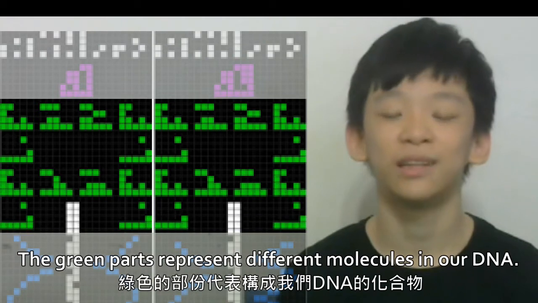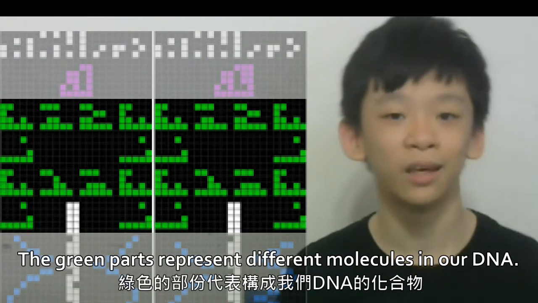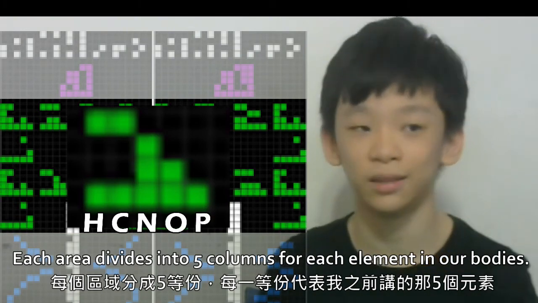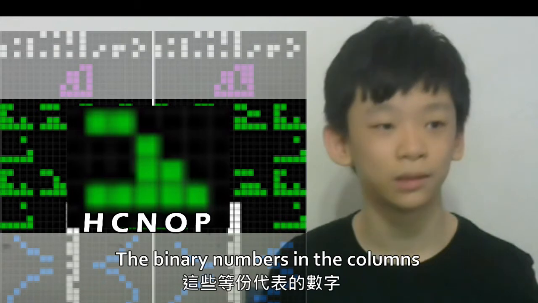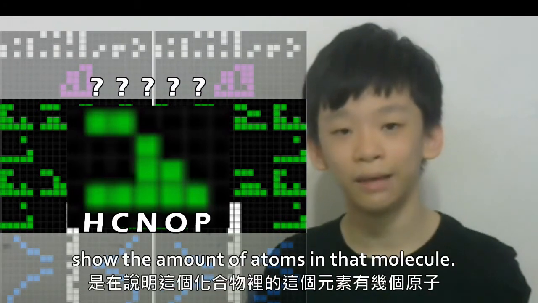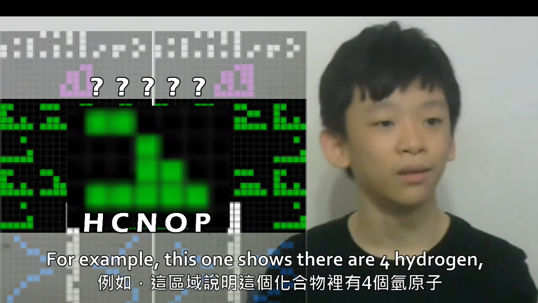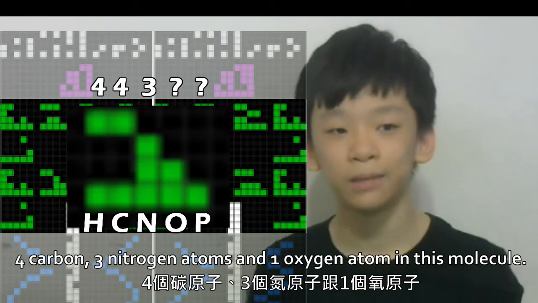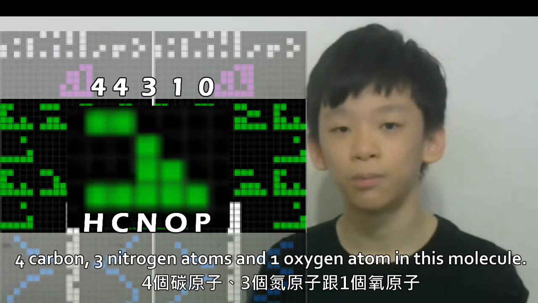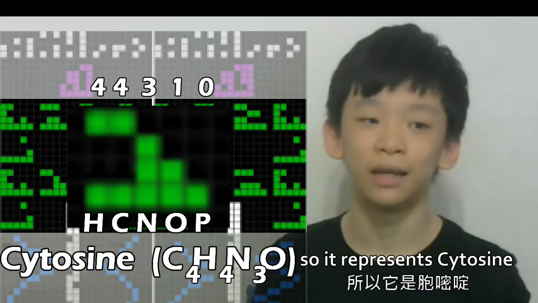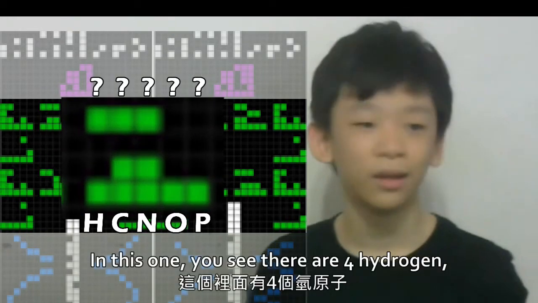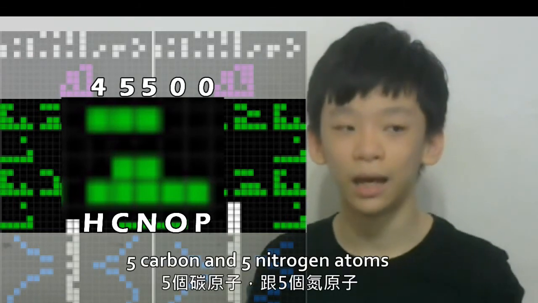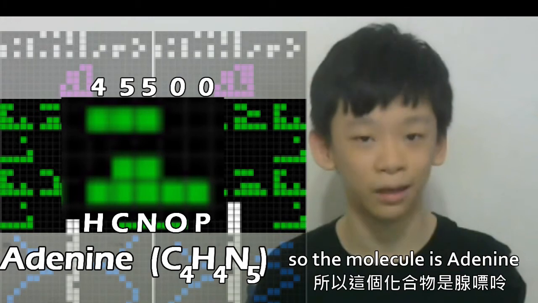The green parts represent different molecules in our DNA. Each area divides into 5 columns for each element in our bodies. The binary numbers in the columns show the amount of atoms in that molecule. For example, this one shows that there are 4 hydrogen, 4 carbon, 3 nitrogen atoms, and 1 oxygen atom in this molecule. So it represents cytosine. In this one, you see there are 4 hydrogen, 5 carbon, and 5 nitrogen atoms, so the molecule is adenine.